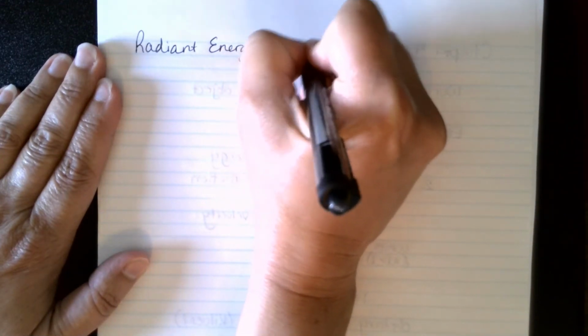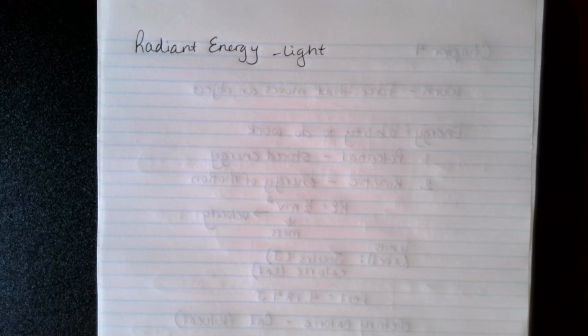Okay, next we want to talk about radiant energy. And radiant energy is basically light. And light can travel as a wave or a particle. It's actually a dual nature, meaning it has parts of both. But when we talk about light, there are 7 main kinds of light.